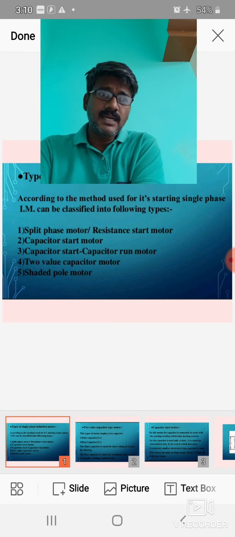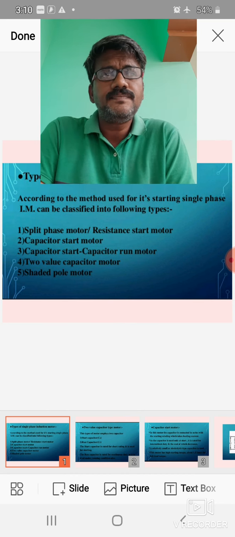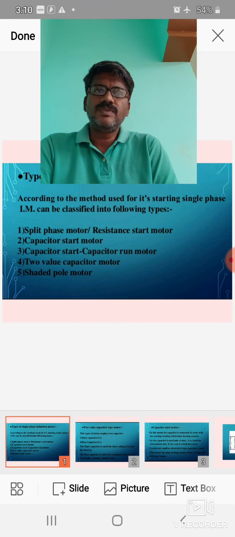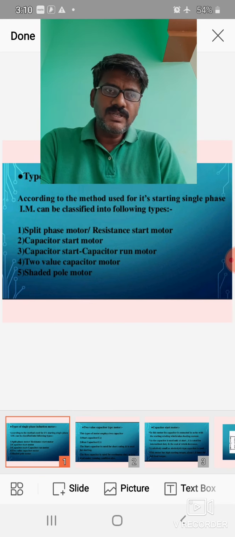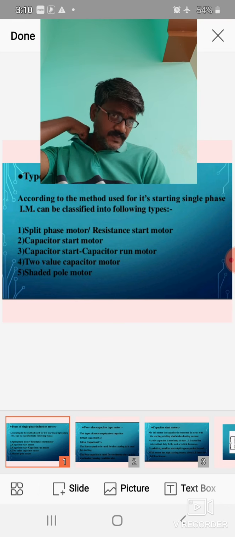In a capacitor start motor, a capacitor is connected in series with the starting winding, along with a centrifugal switch. The capacitor and centrifugal switch are connected in series with the starting winding.